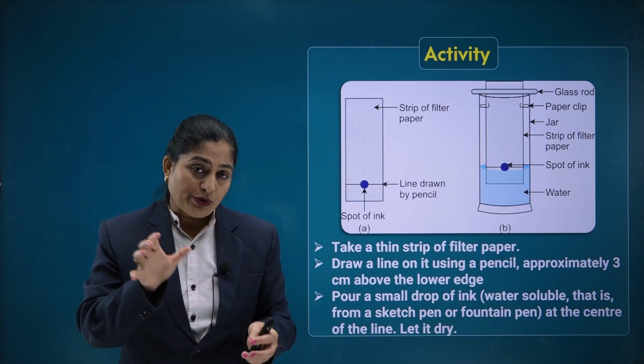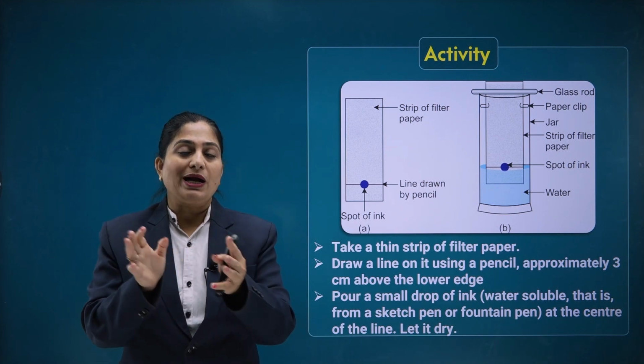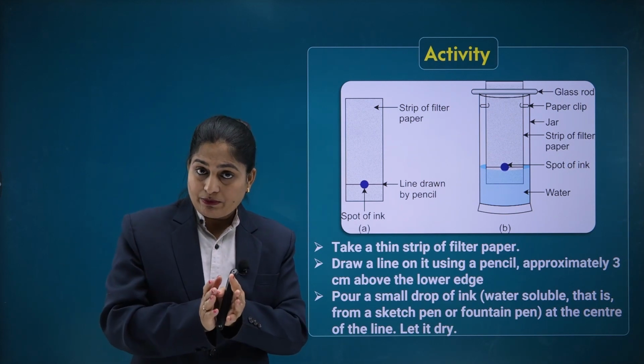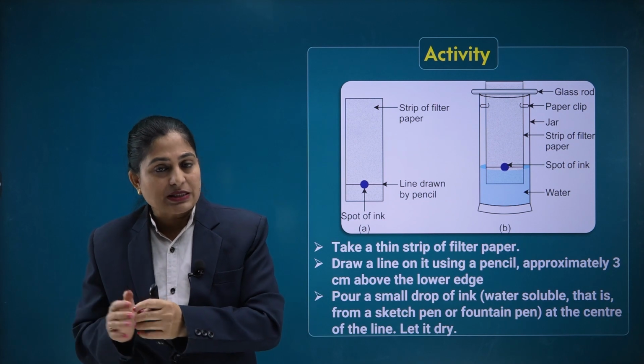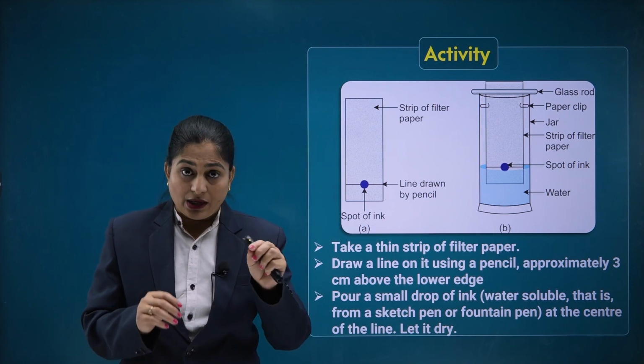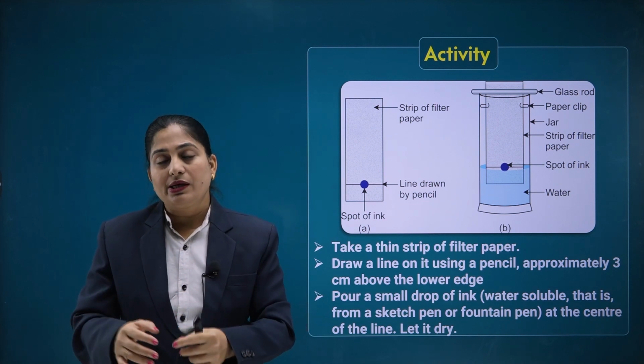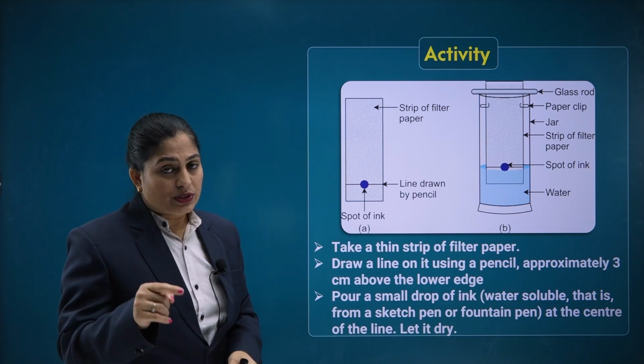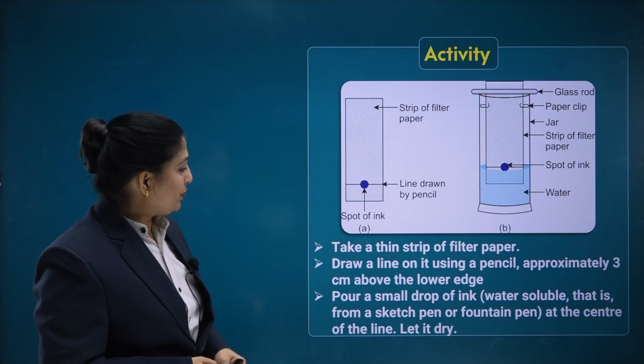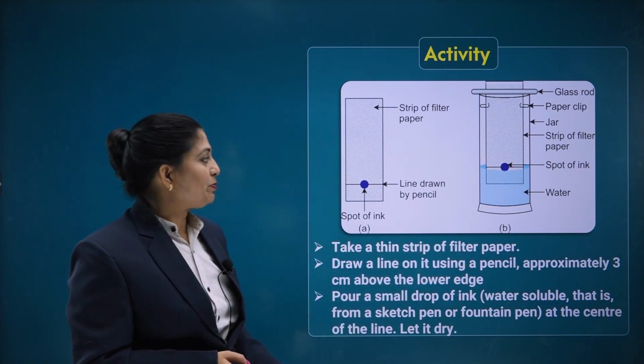First thing is, chromatography consists of two words, chroma and graphy. Chroma means color and graphy means writing. So when we are separating some colored components, then we are using this technique. So what we do in this technique, we take a thin strip of filter paper.